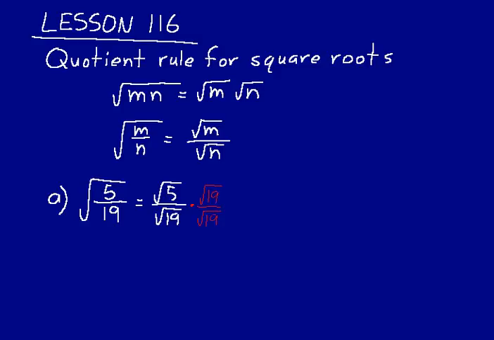Because anytime you multiply the square root of a number by itself, you get rid of the square root sign, right? And so now we'll end up with the square root of 5 times square root of 19, which would just be the square root of 95, over positive 19. And that is considered the simplified form of that rational expression there. What we did was called rationalizing the denominator.